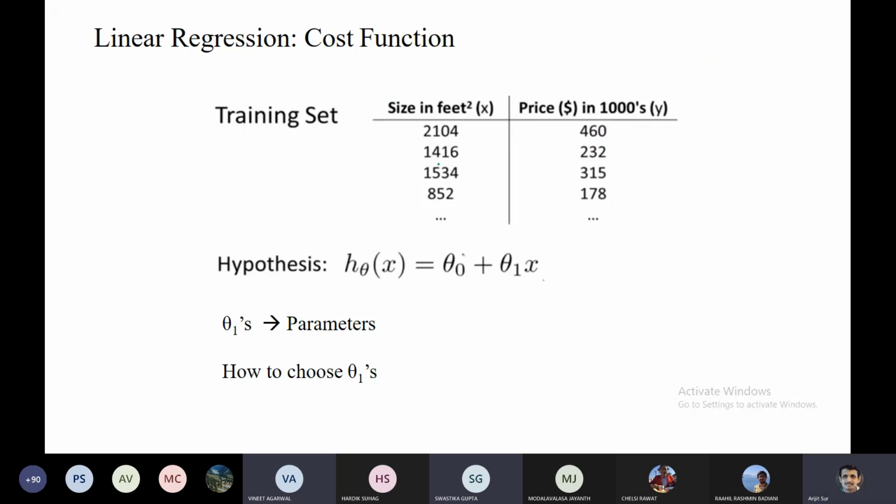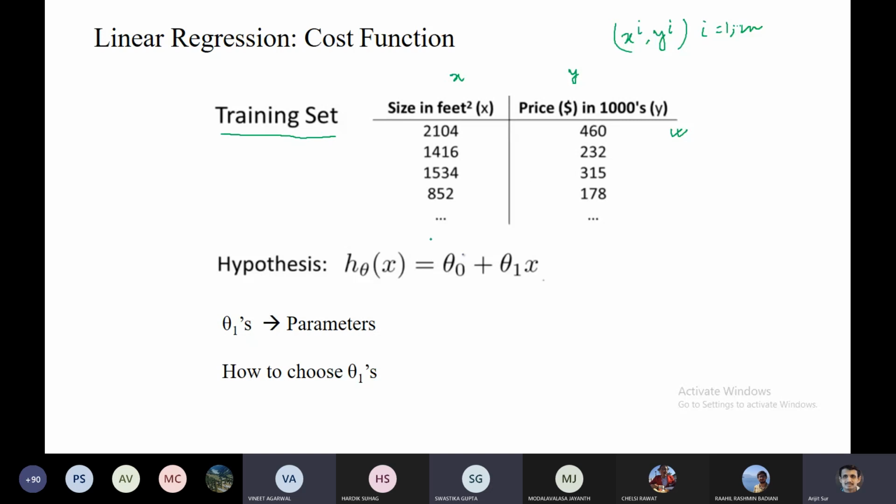Now this is your training set, as we explained earlier. This is x and this is the corresponding y, so each is an (x_i, y_i) pair, where i is equal to 1 to m. These have been given. Now using these pair values, we have to try to find the hypothesis.